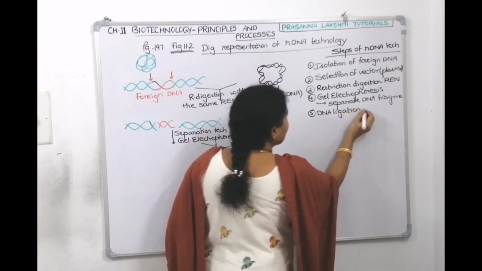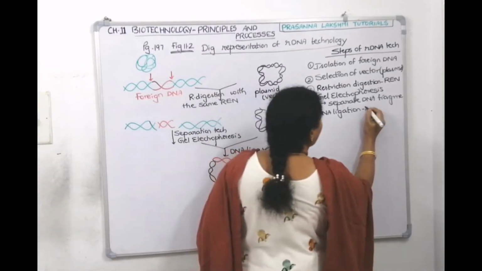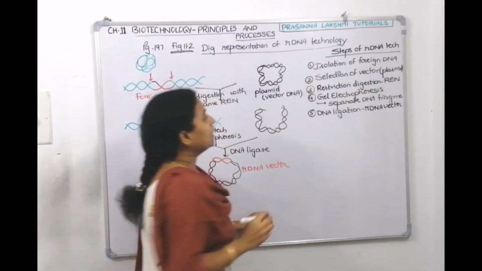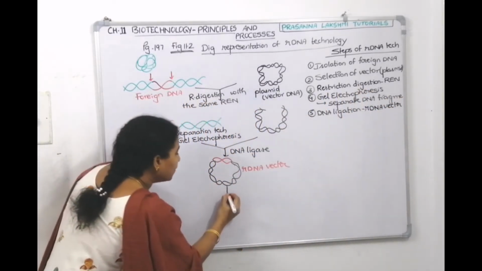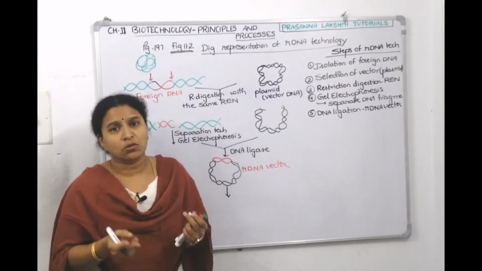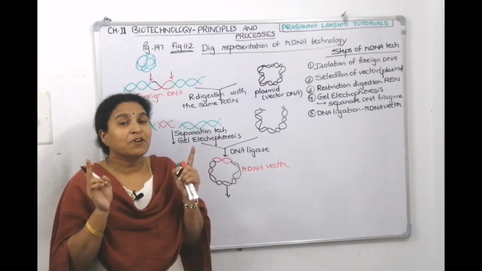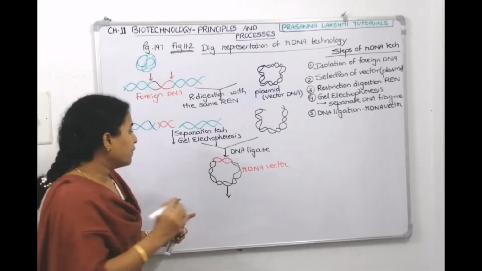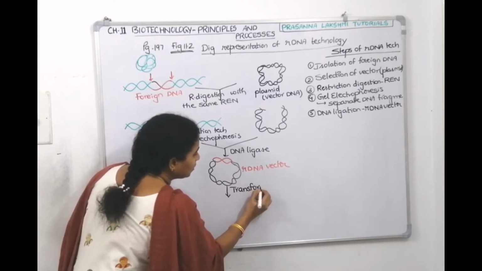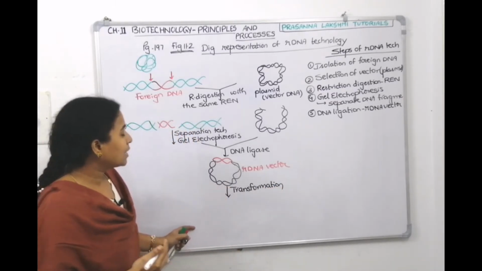When you do DNA ligation, what did you get? Recombinant DNA vector. So we got an rDNA vector. This rDNA vector is now sent into the host. Who is the host? Bacteria is the host. So what is the technique we use to send the rDNA to the host? Transformation. Slowly you will understand in the next classes what transformation is.